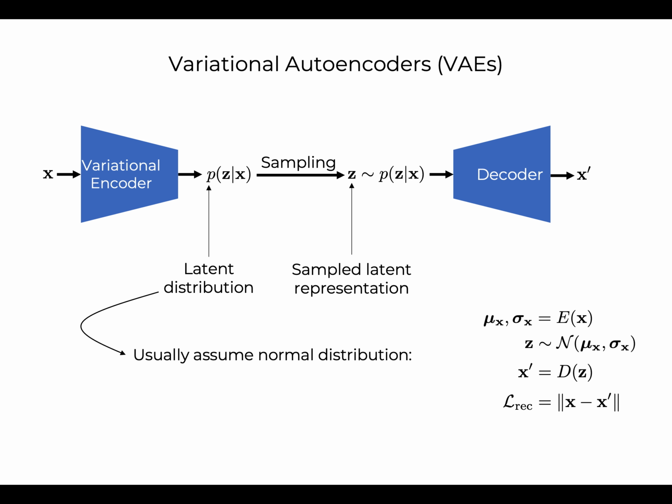Okay, so that's how a variational autoencoder works. Let's just think a bit about why it works like that.